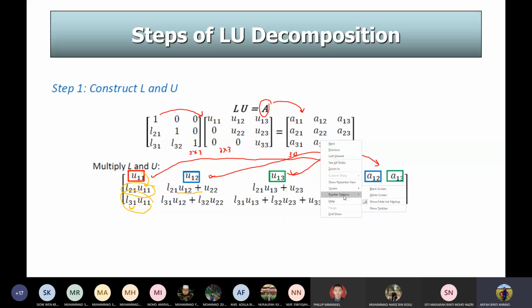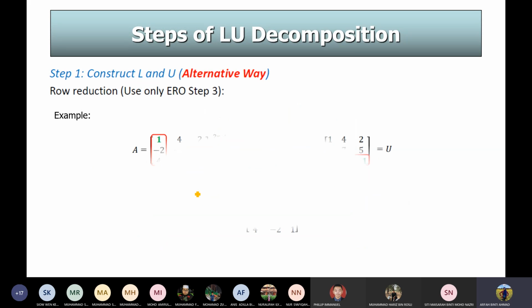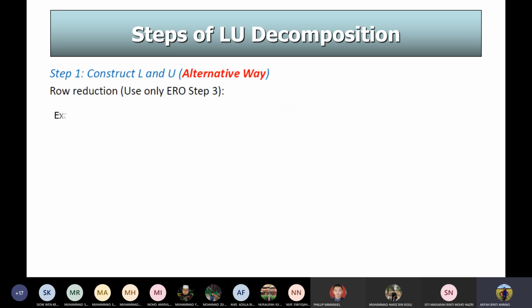To be honest, I think many of you don't understand and are confused, okay, but we will take a look at the example. What is certain is the key point: once you have the matrix L, once you have all these values, you just compare each entry to obtain the values for U and L. Then you can substitute them back into matrix L and matrix U, and we can solve using forward and backward substitution. This is one way: you multiply matrix L with matrix U, expand and compare with your matrix A, so you get all the elements in matrix L. Or another way, you can use the row reduction method by using elementary row operations.